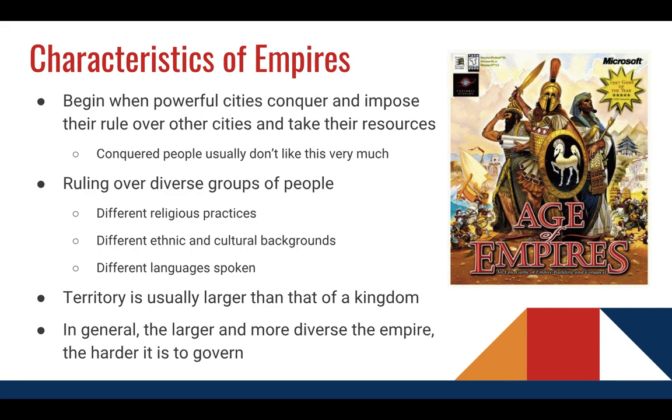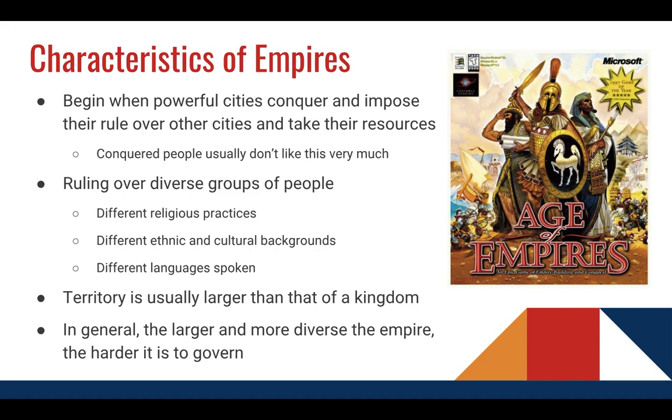So what are the characteristics of an empire? Well, an empire begins when we see powerful cities, especially those of Mesopotamia, begin to conquer and impose their rule over other cities, mostly to take their resources and people. You can imagine that conquered peoples don't like this very much, so that can lead to some challenges for empires.